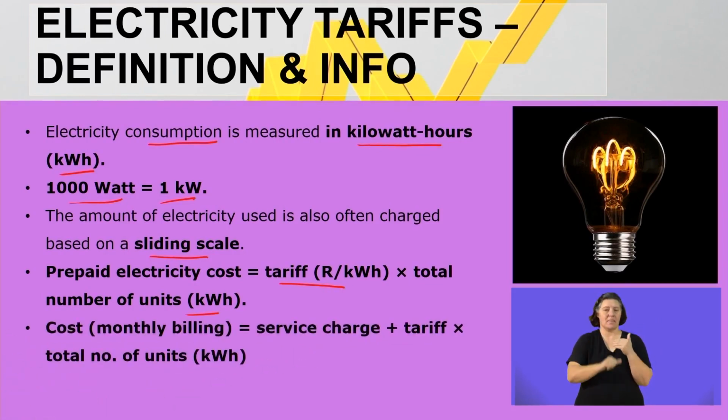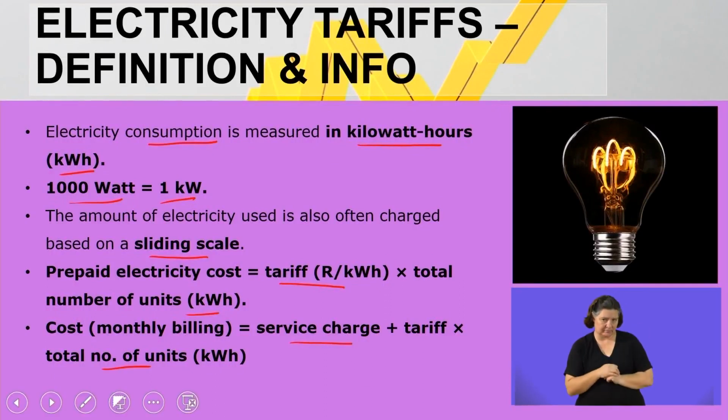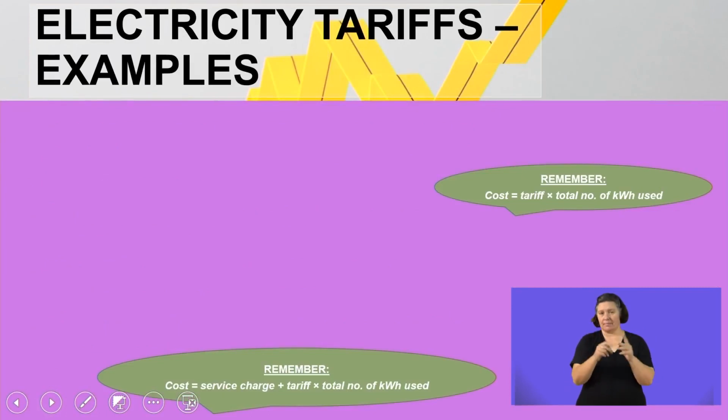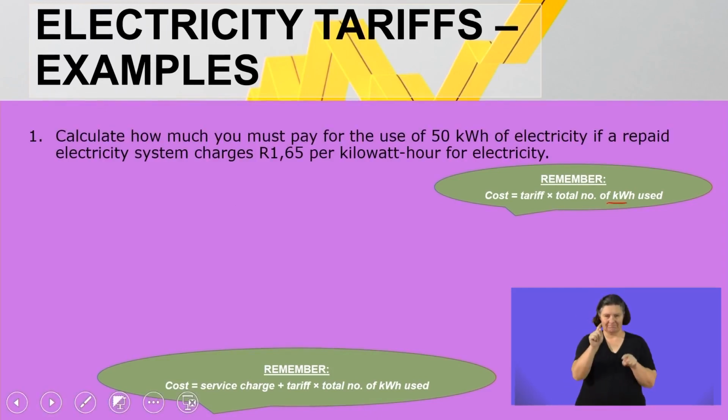Then in terms of monthly billing, how will we calculate the cost? You take your service charge, plus the tariff multiplied by the total number of units, that is your kilowatt hours of electricity. All right, now let's quickly see how we put all of this into context. So I gave you two notes here. Remember, cost equals tariff multiplied by the number of kilowatt hours used. And then also, cost equals the service charge plus tariff multiplied by the number of kilowatt hours used. We will look at the two in a short space of time.